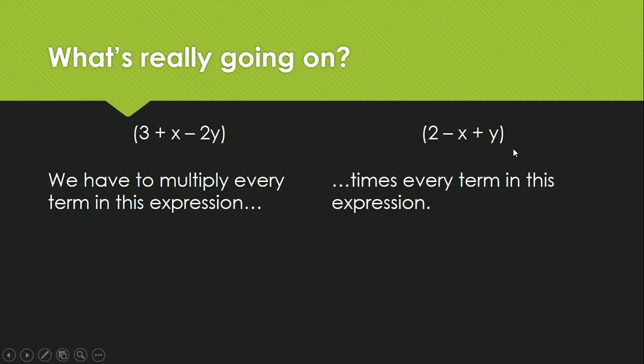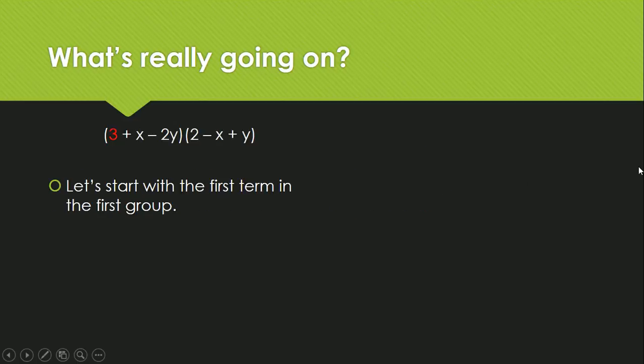When we do FOIL, we have that covered, but we do need to know that FOIL does not always work because we don't have first, outside, inside, last. We don't have that going on here. Okay, so it takes a while to break these down, and it's kind of a lot of busy work. And so it's easier to do it in an orderly way. So we're going to start with the first term in the first expression, or the first group. So that's 3. It's a positive 3.